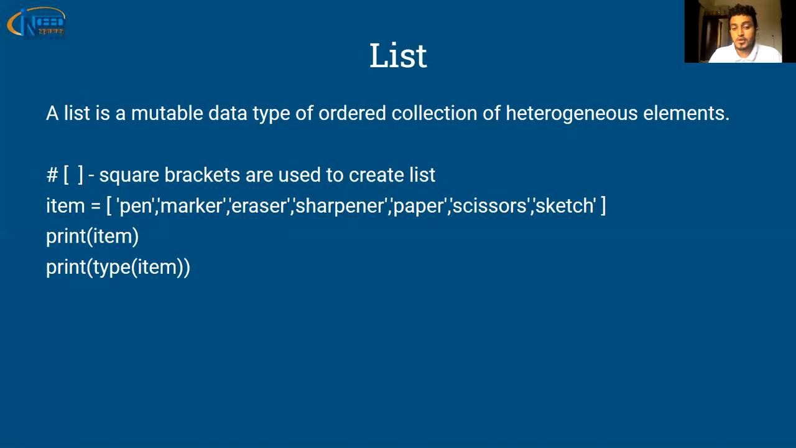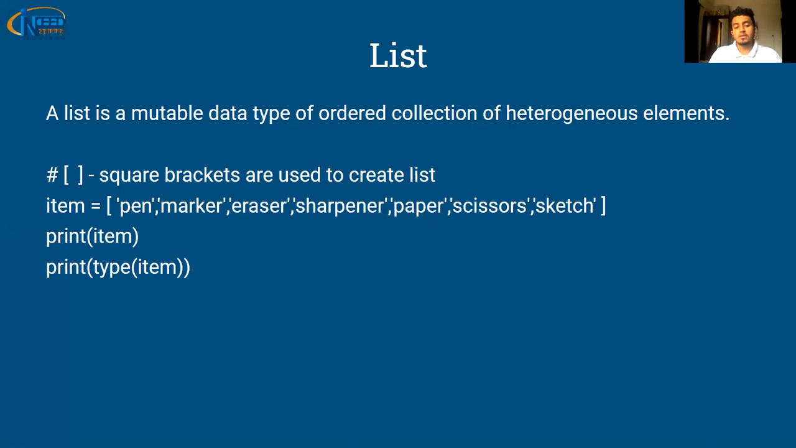So list is a mutable data type of ordered collection of heterogeneous elements. I hope you know what is heterogeneous. Okay? So talking about list, for the list data type we use square brackets to define it. So for defining, we use square brackets.